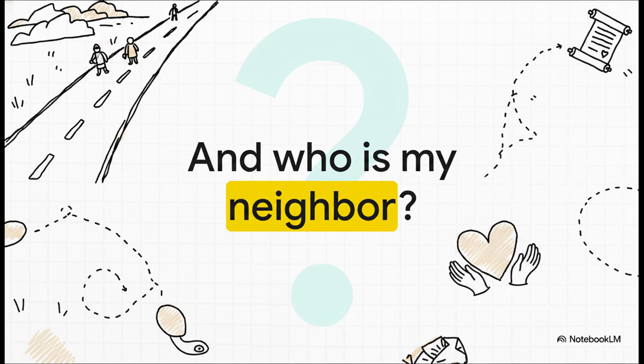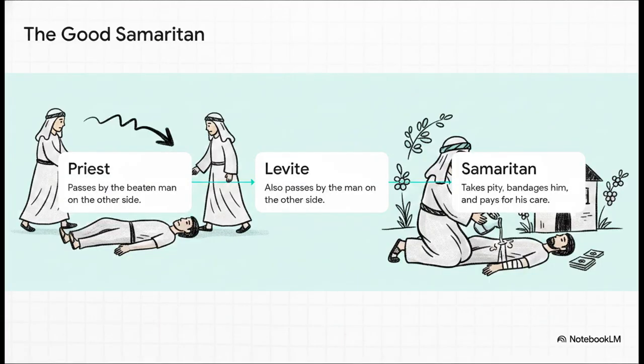But this highly specific technical question triggers what is arguably one of the most famous parables in all of world literature. Let's walk through the narrative beats of the Good Samaritan. First, a priest sees a half-dead, beaten man on the road to Jericho and just passes by on the other side. Second, a Levite, another highly respected religious figure, does the exact same thing. But then, third, a Samaritan takes pity, bandages the man's wounds with oil and wine, and literally pays an innkeeper for his ongoing care.